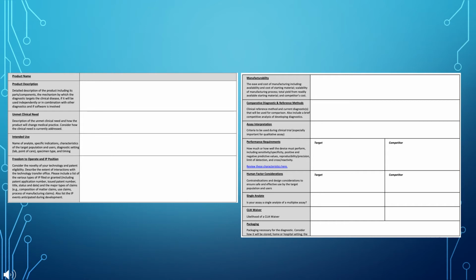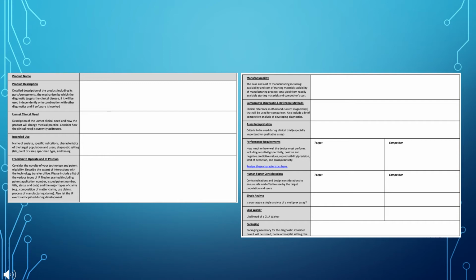Performance requirements. So these may be general terms such as speed. Perhaps it is environmental considerations whereby your improved assay works better outside of a rigorously controlled laboratory, and that is something that is a significant advantage to your diagnostic. Human factor consideration. This may be the way that the reagents are added. It could be the way that the assay is interpreted.